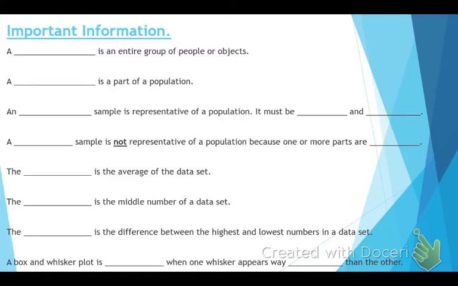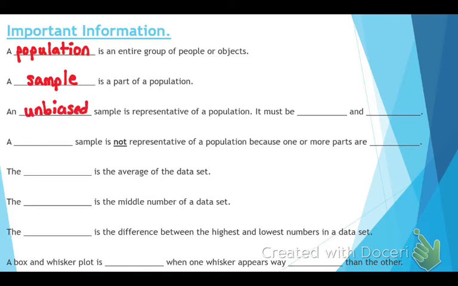Blank is an entire group of people or objects. Who remembers what that one was? Caleb, what was that? A population. That is correct. Then we talked about sometimes we take a small part of the population. Halen, what is that? Sample. It is a sample. We also talked about two different kinds of samples. The first one I want you to write down is an unbiased sample.